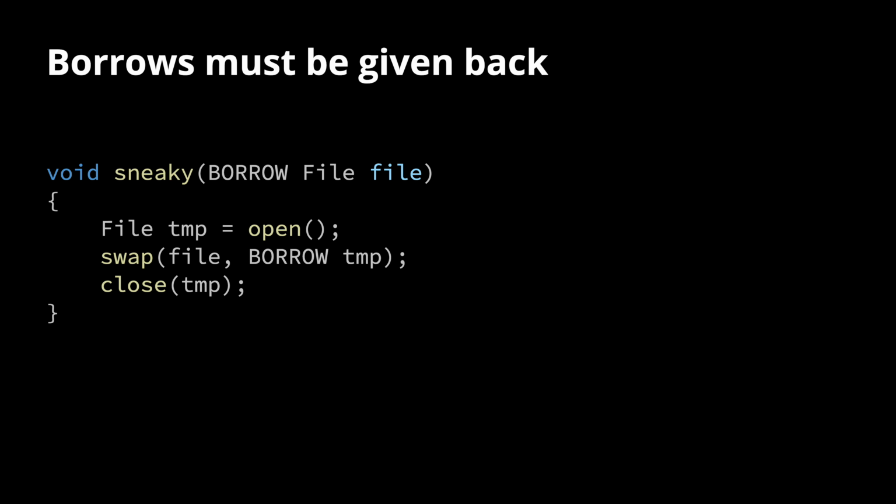So in this example, I have a borrowed file and I create another file called temp. Then I swap the two objects, so now temp contains the original file that was passed in, and I can close it. When I return, the variable the caller passed in now contains the new file I opened. The point here is that when you have a borrowed object, you have exclusive access to it, and you can mutate any part of it, or even the whole thing.